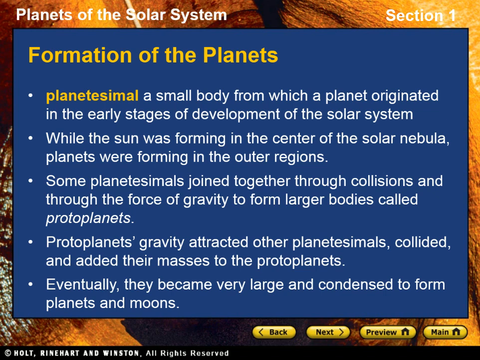The protoplanet's gravity attracted other planetesimals in the solar nebula. These planetesimals collided with the protoplanets and added their masses to the protoplanets. Eventually, the protoplanets became very large and condensed to form planets and moons. Moons are the smaller bodies that orbit the planets. Planets and moons are smaller and denser than the protoplanets.